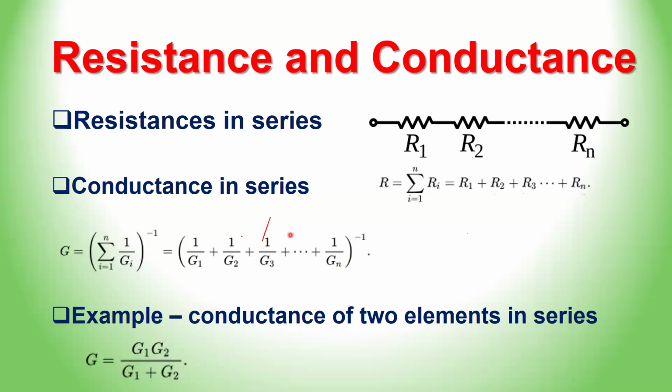So remember this formula. Let us say you have two conductances in series, and how they would be expressed is shown right here in the figure: G equals G1 G2 divided by G1 plus G2.